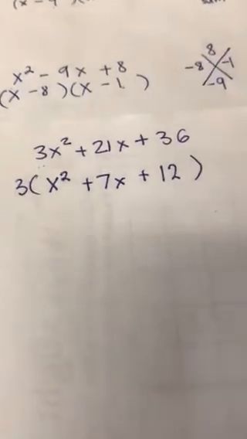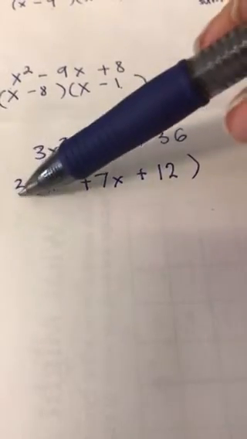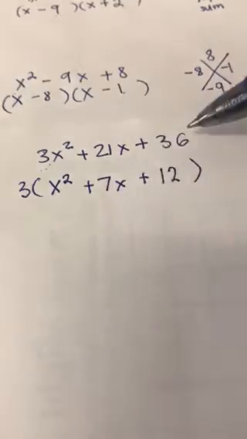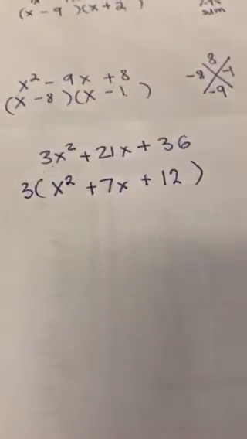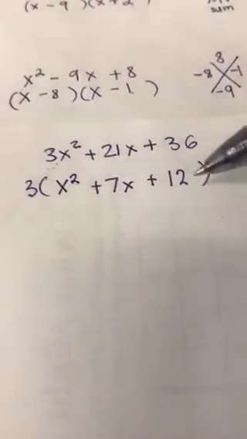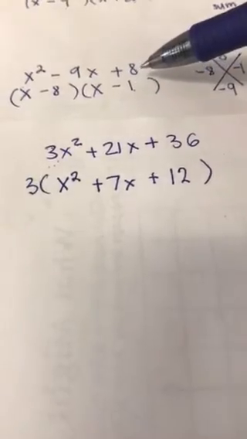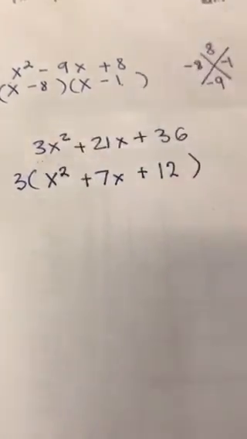Okay, you can also do reverse thinking. You can do 3x squared divided by 3 to get x squared, 21x divided by 3 to get 7x, and 36 divided by 3 to get 12. Now this expression is in a very similar form because the coefficient of the x squared term is 1.